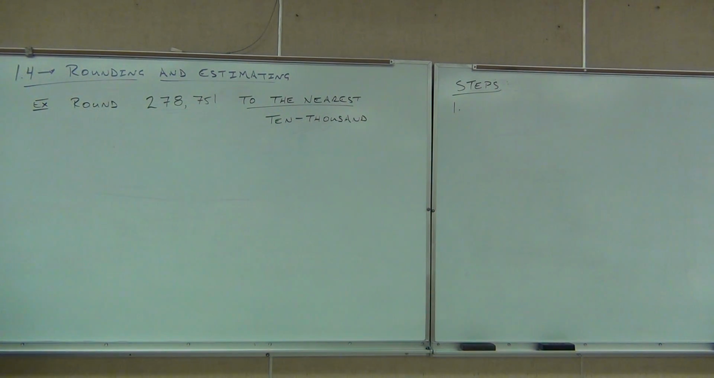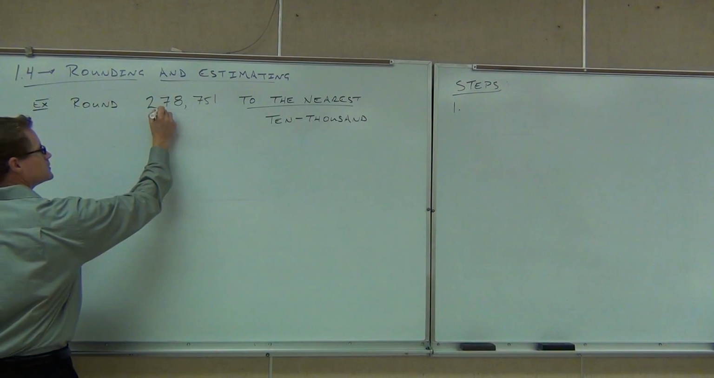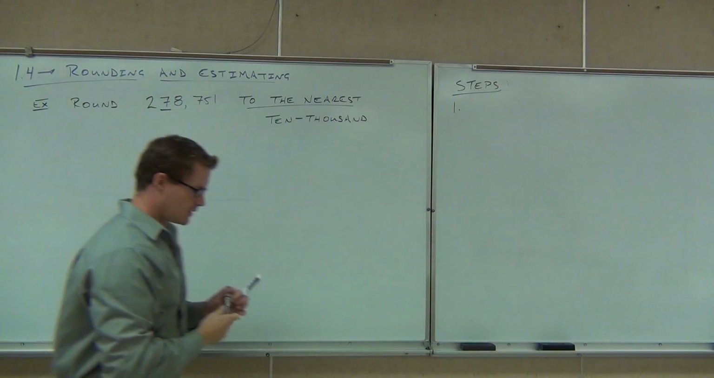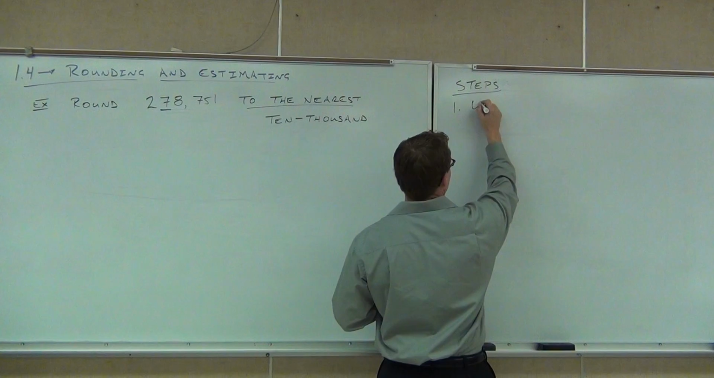What number is in the 10,000's place? 11. Okay. Bam, so we got that right there. So underline the place value.